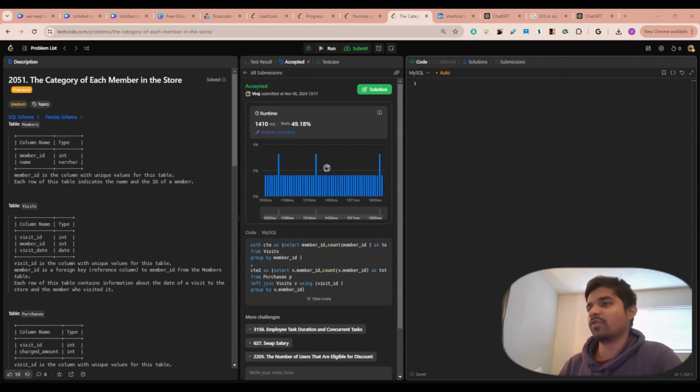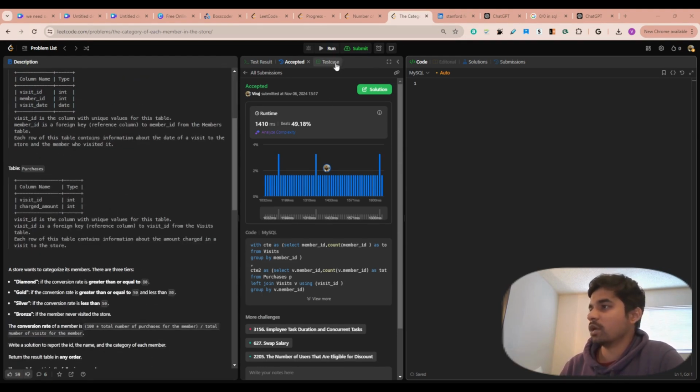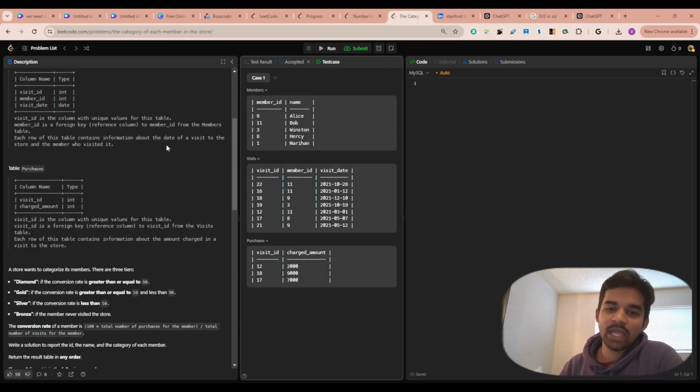For today, we are going to tackle another SQL problem about categorizing store members based on the number of visits and purchase activity. For that purpose, we would be using a common table expression, then left join, and case statements to assign a category to each member based on the conversion rate.